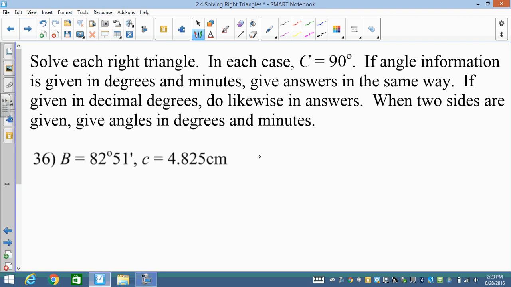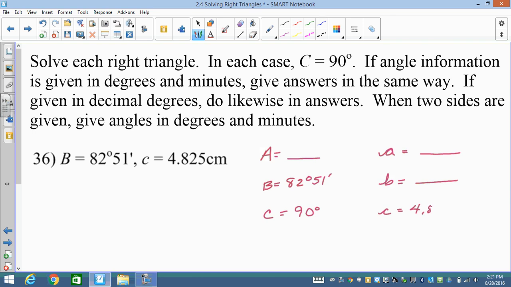Okay, so welcome back. Angle A is an unknown. Angle B is 82 degrees, 51 minutes. And angle C, of course, is 90 degrees. Little a, they didn't tell us. Little b, they didn't tell us. Little c is 4.825 centimeters. And at this point, you can say that this is a very small triangle because your hypotenuse is only 4 centimeters, almost 5.